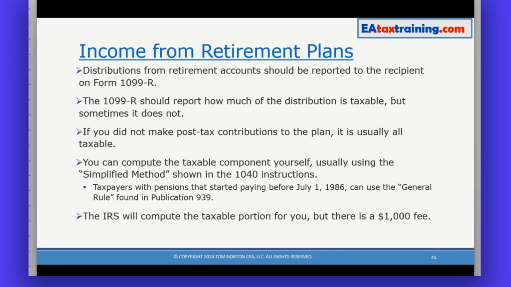If you had a pension that started paying before July 1st, 1986, there's something called the general rule that you can use. There's not a lot of those pensions around anymore. And again, don't worry about the details of that. If you did not want to go through the hassle of computing the amount as taxable, the IRS will do that for you. However, they will charge you a $1,000 fee. So just know that that exists.